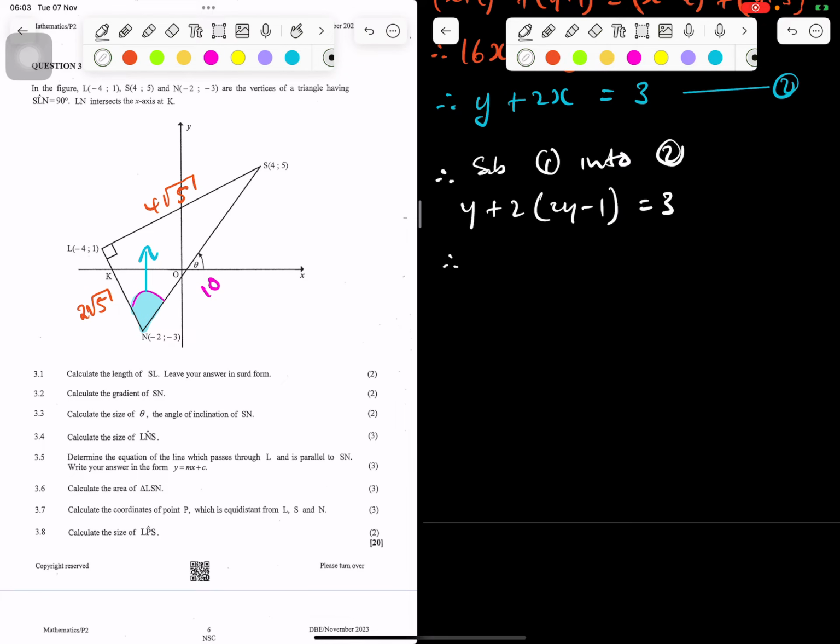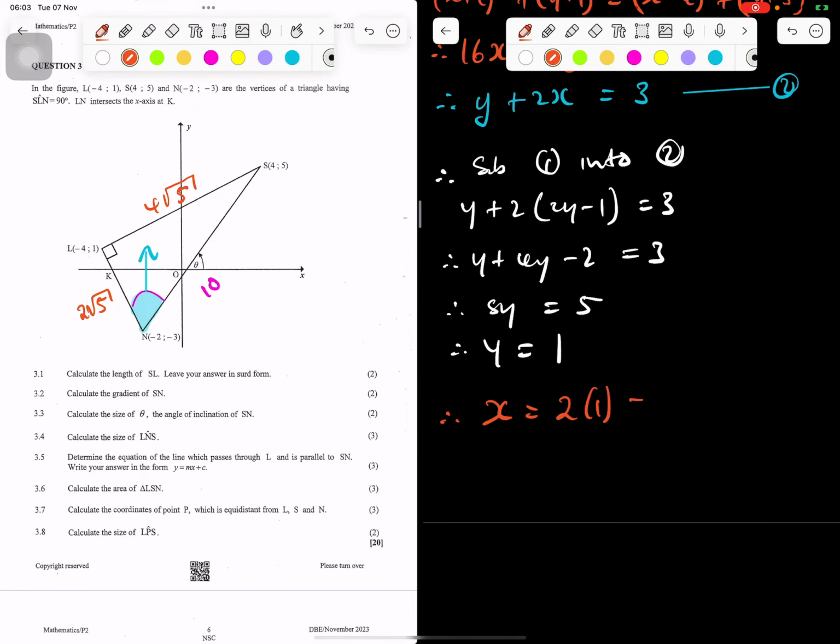So this gives us y plus 4y. This should be 4y minus 2 is equal to 3. Therefore, 5y is equal to 5, and y is equal to 1. Okay, and now x from equation 3 is 2y minus 1, which is 2 times 1 minus 1. Therefore, x is 1. So x is 1 then.